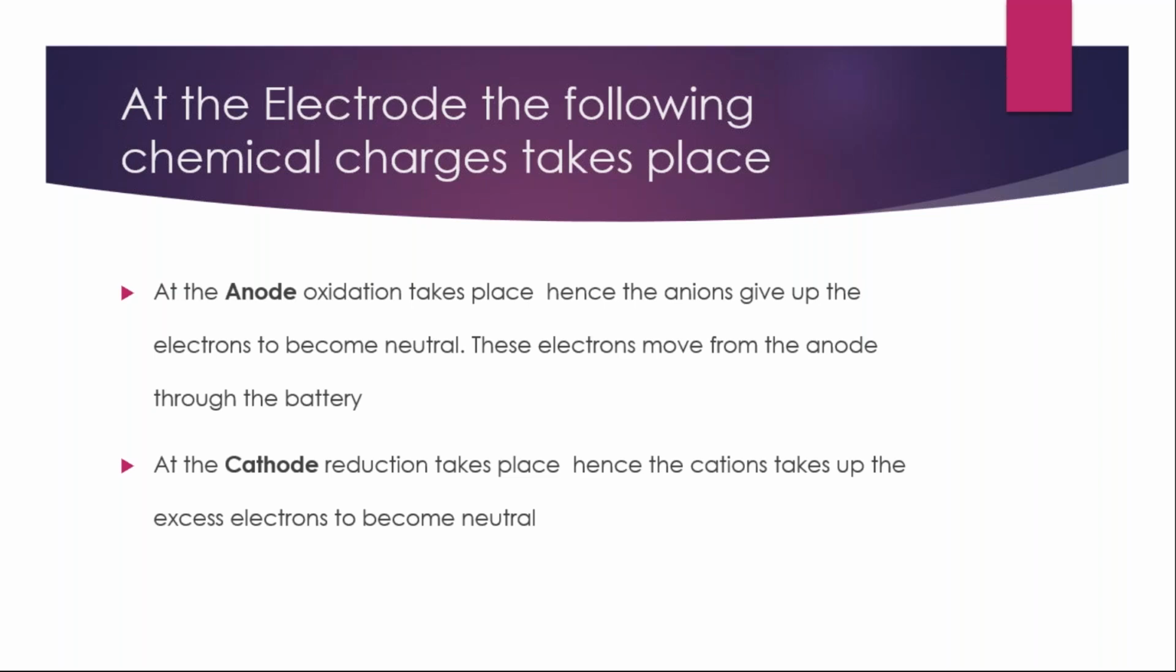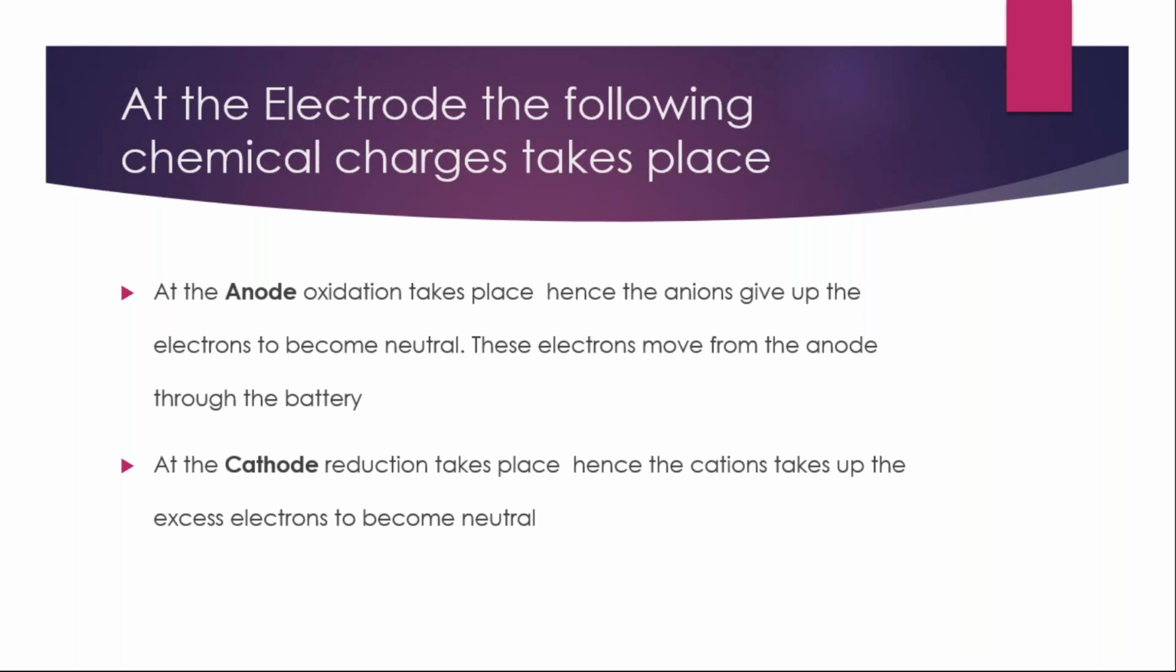Now, at the electrode, the following chemical changes take place. Let's look at what takes place at both the cathode and the anode. For the anode, oxidation takes place, meaning that the ions have to give up the extra electron that they have to become neutral. So these electrons now move from the anode through the battery. As we look at the electrolysis of some compounds, we get to understand it more, because I have some diagrams that we will use to explain this.